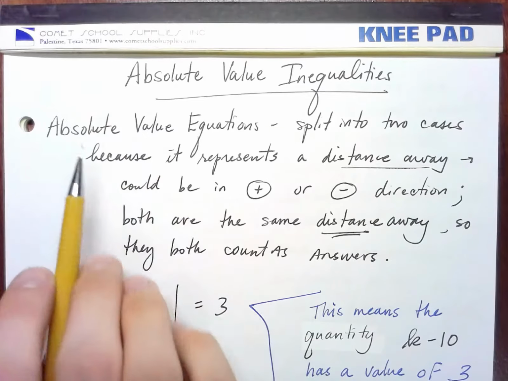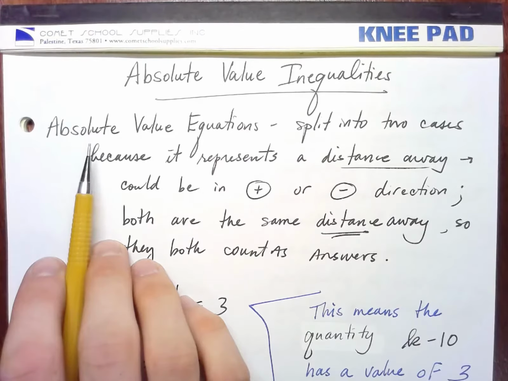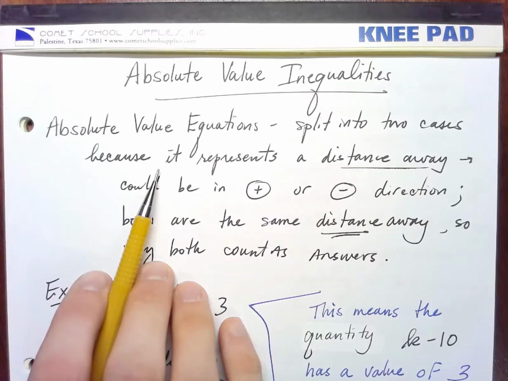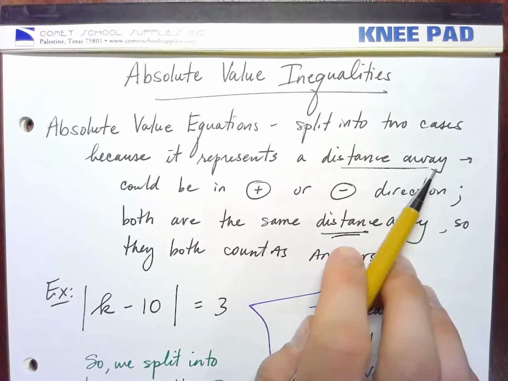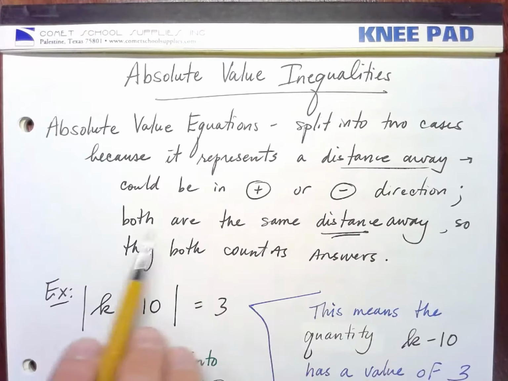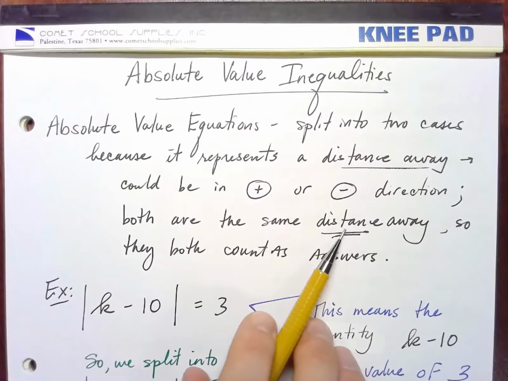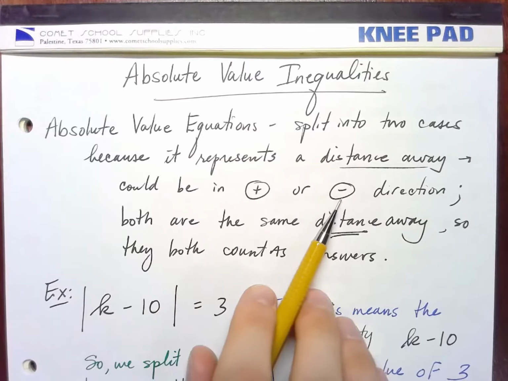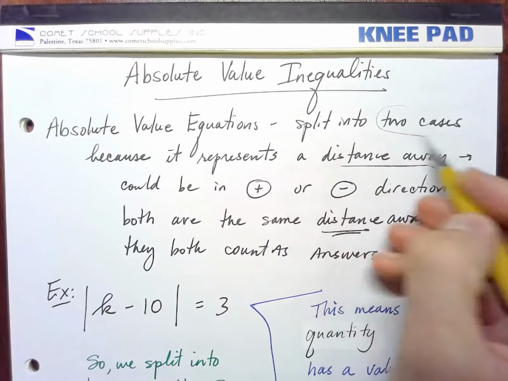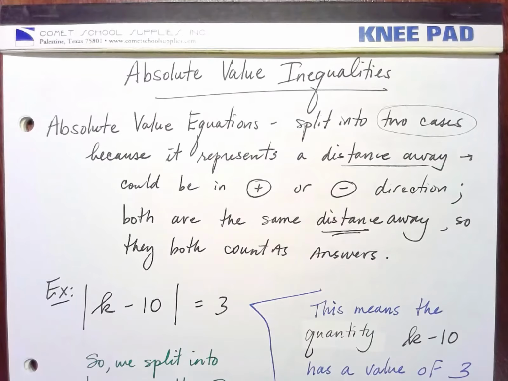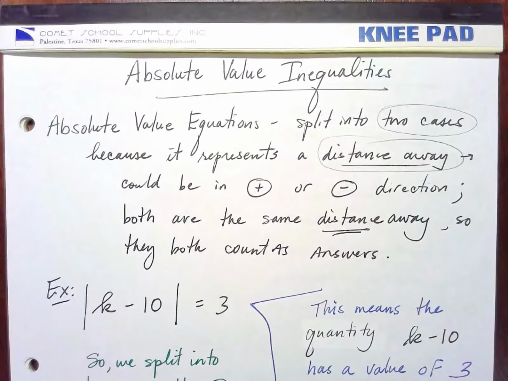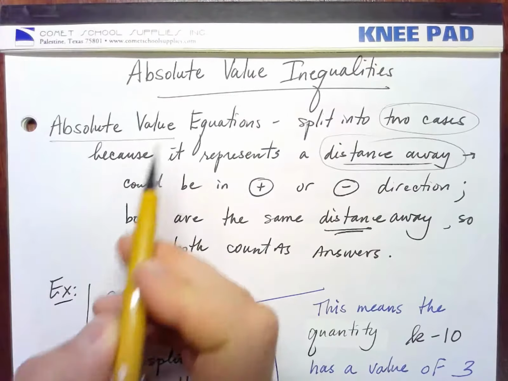We've already done absolute value equations, where we would split into two cases because the equation effectively represented a distance away, and it could be either positive or negative in direction. And since both are the same distance away, there would be a positive version and a negative version. They both count as answers. So that's why we would split into two cases. Remember that? Both of those two cases are the same distance away, and that's what we're talking about with absolute value, is distance away.